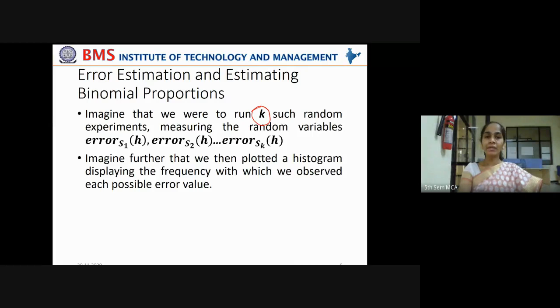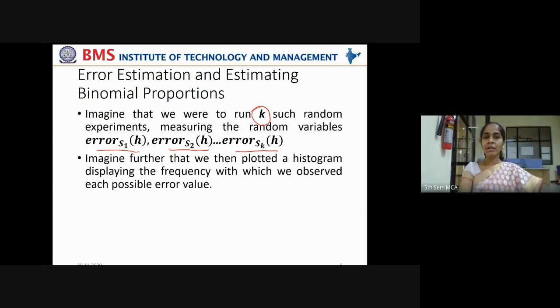Now, how to represent the random variable, that is, the sample error you are calculating? You are representing it as error S1 of h, the sample error associated with sample S1, error S2 of h, the sample error associated with sample S2, and error Sk of h, the sample error associated with your kth sample. You have represented all the sample errors by these notations.